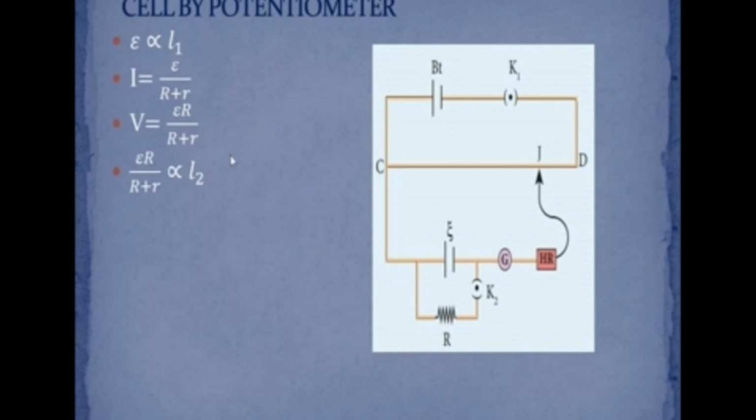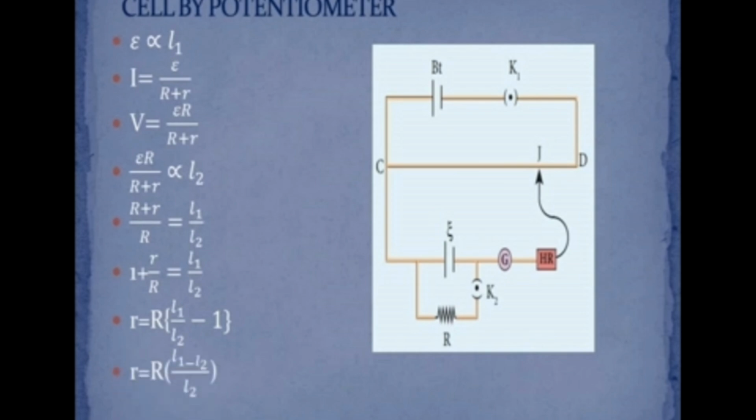Now we can divide the two equations, L1 by L2. So what will happen? In L1 by L2, epsilon cancels out. Remaining we get R plus r divided by R. So R by R is cancelled, and we get 1 plus r by R equal to L1 by L2. We can take the 1 to the other side, where it becomes minus 1. So r equal to capital R into L1 by L2 minus 1. Now we multiply 1 by L2, and we get r equal to R times L1 minus L2 divided by L2.